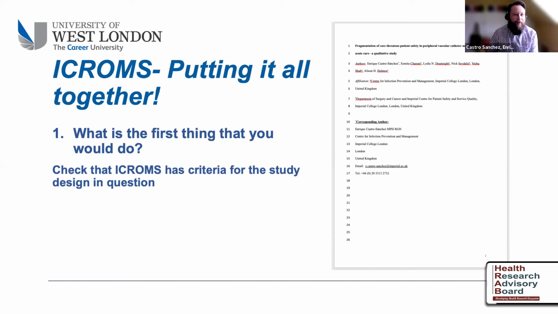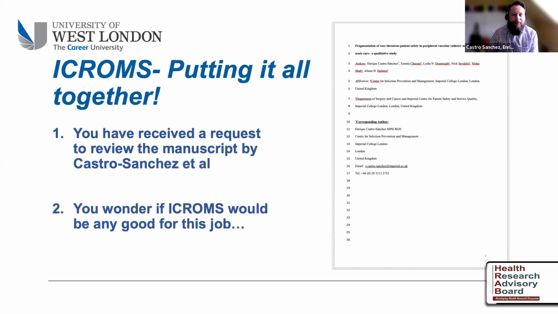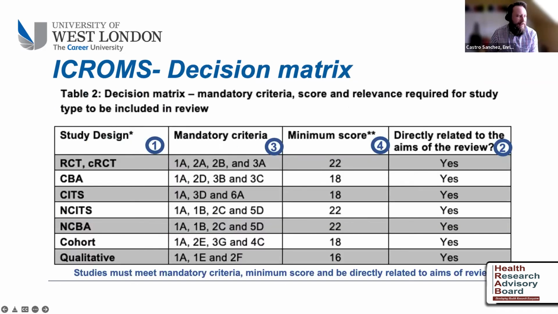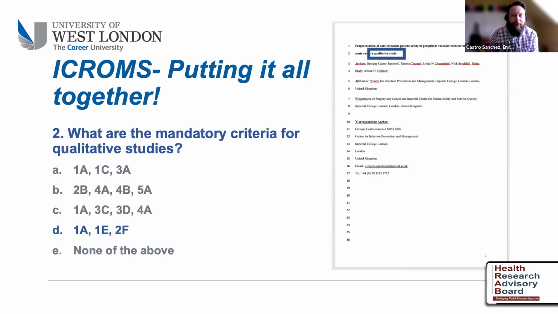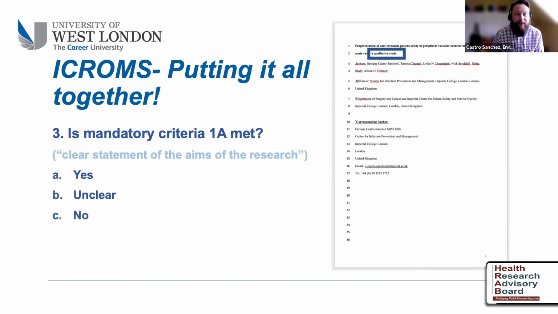Let me help you here. Remember the table right at the bottom, qualitative studies mandatory criteria: 1A, 1E, and 2F. So the right answer will be option D, 1A, 1E, and 2F. Those are the mandatory criteria that qualitative studies must have.